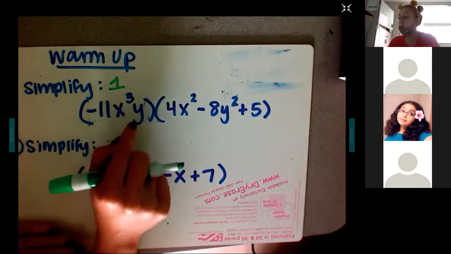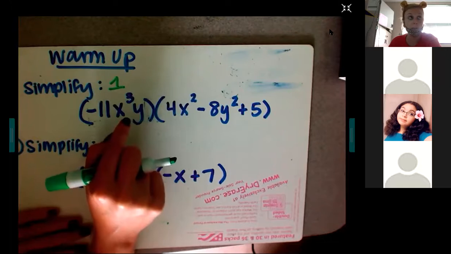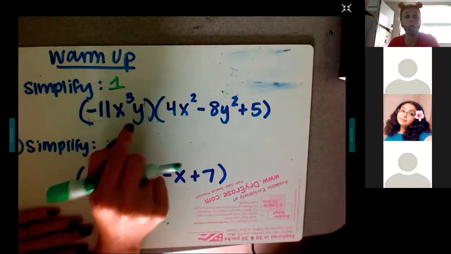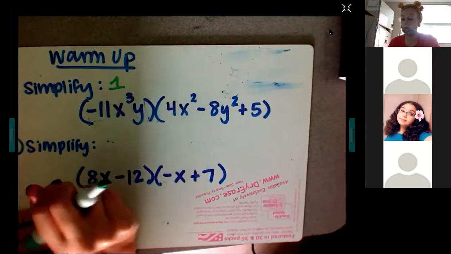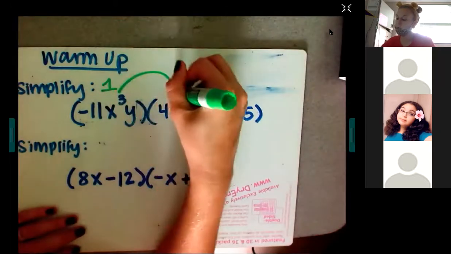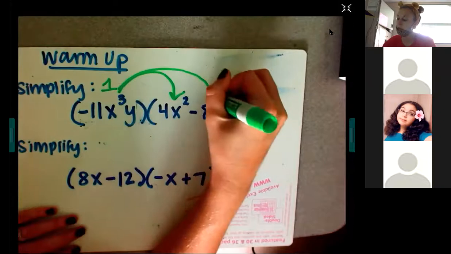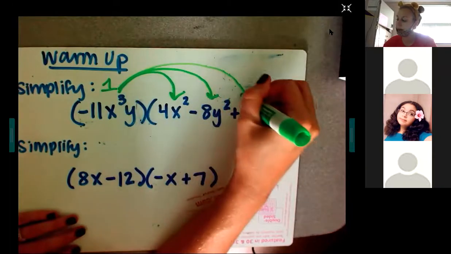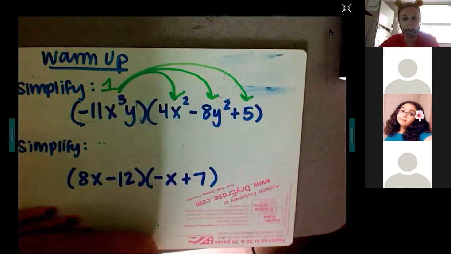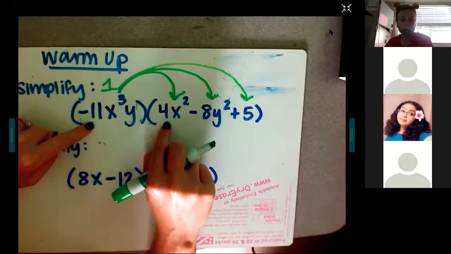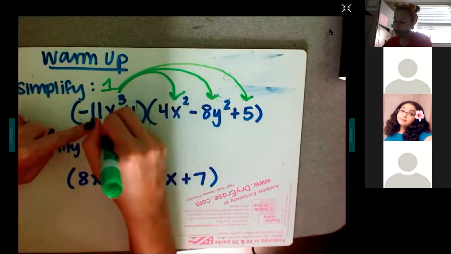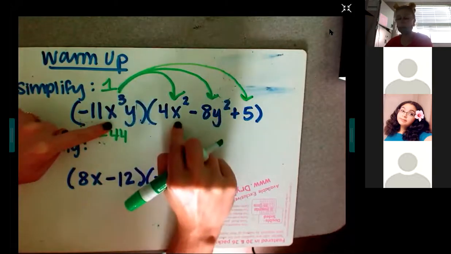So a lot of you set up a box or foiled for this. What do you do if it's just 1 term? Leave it. You just leave it. Good. So did you guys distribute the negative 11x cubed y to everything in the second polynomial? Yes. All right, so what's negative 11 times 4? Negative 44. Good. He said, I'm coming on, get my extra credit.